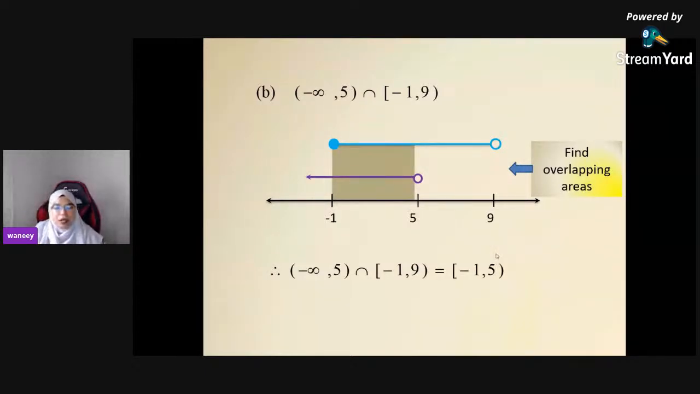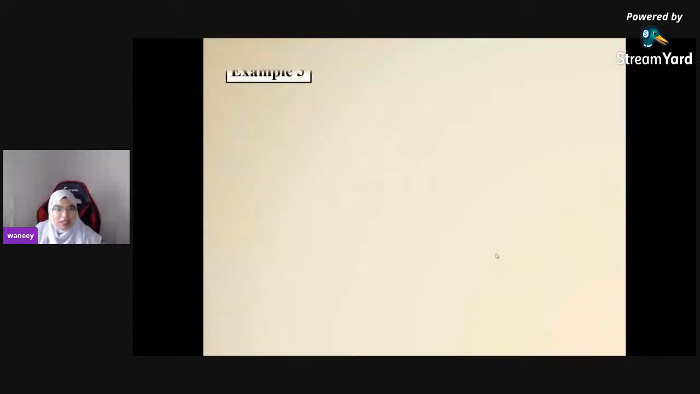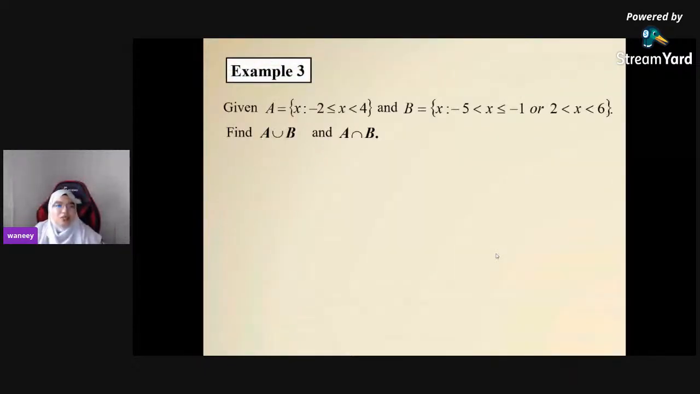Okay, so now let us proceed to another example. Example 3. Given that A is X such that, so this is normally what we call the set notation. If you want to write down something in the set notation, we have to write them down using this X such that. So this double dot simply means such that. X such that X is in between -2 and 4 including -2. So this is the set notation.